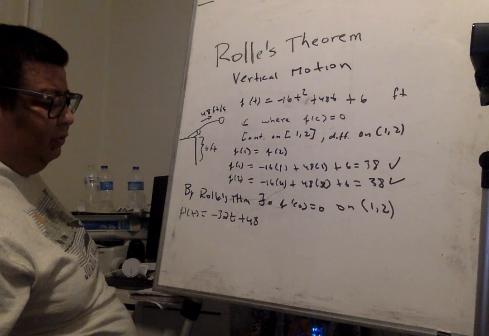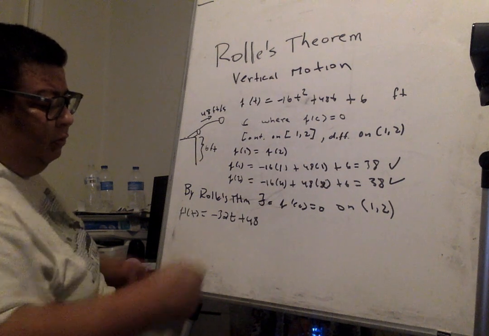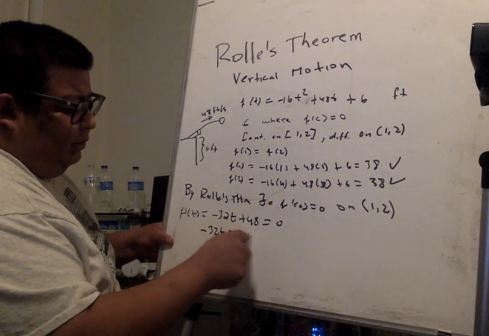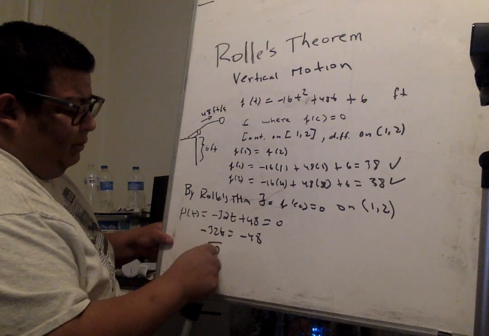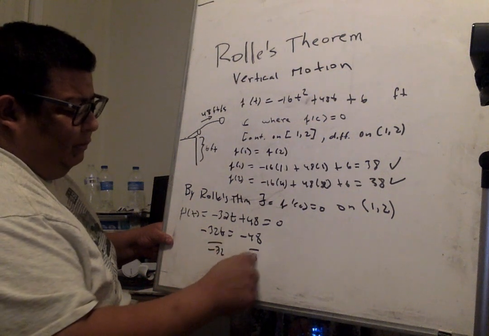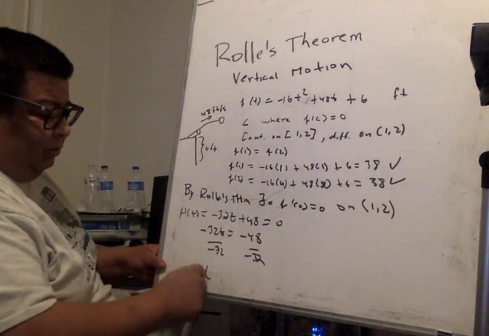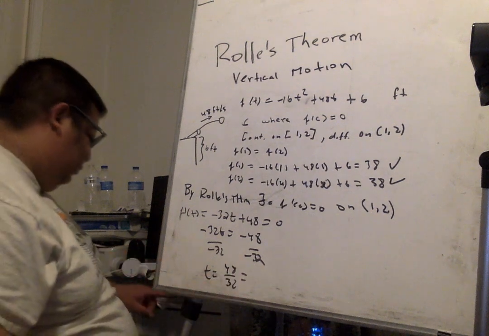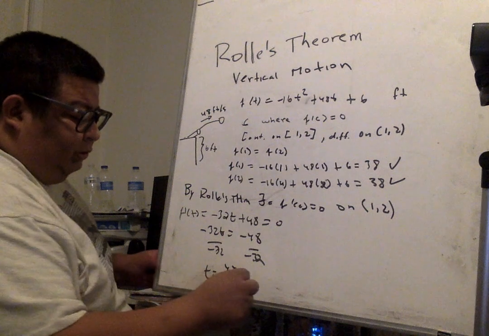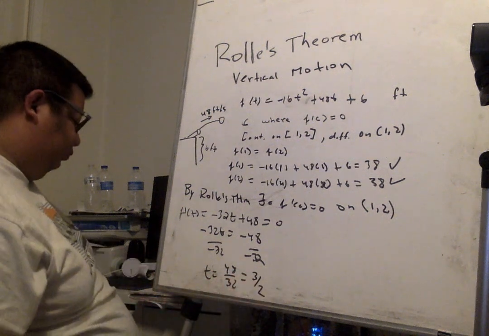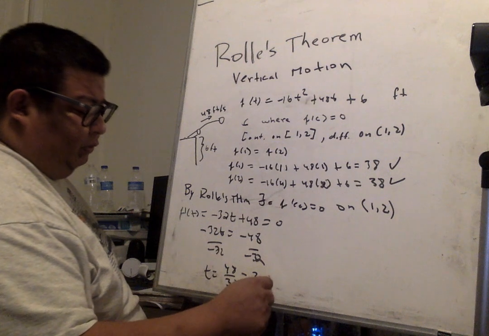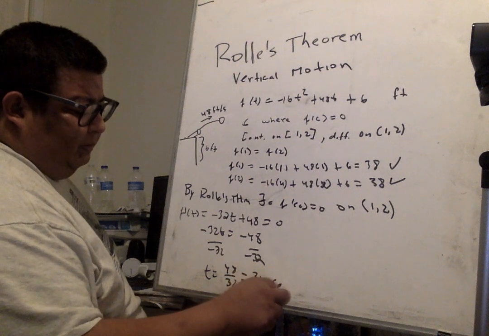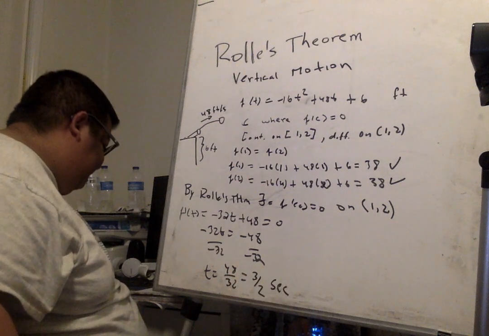Now we're gonna set it equal to 0. We're gonna find negative 32t equals negative 48, divided by negative 32. So t is equal to 48 over 32, and that is equal to 3 over 2 feet, and that would be 3 over 2 seconds.